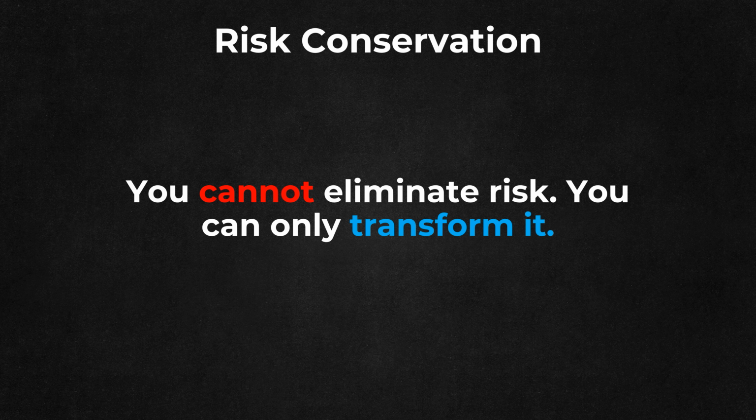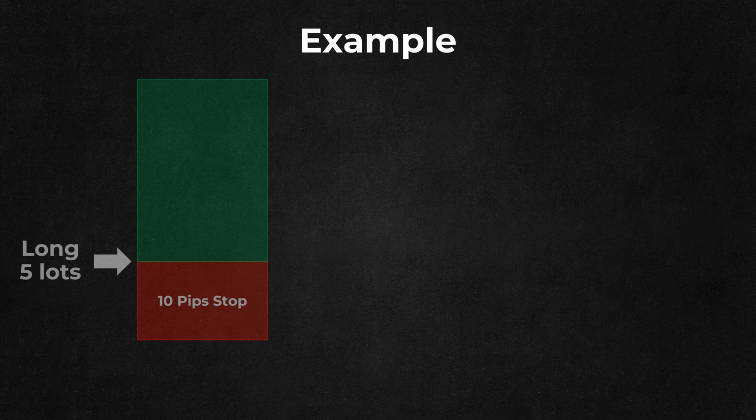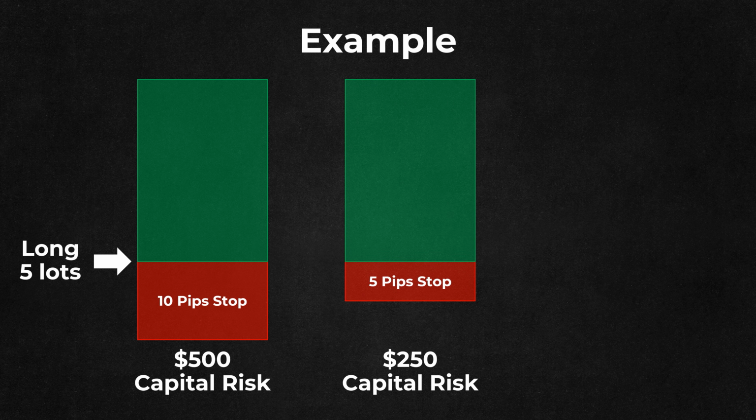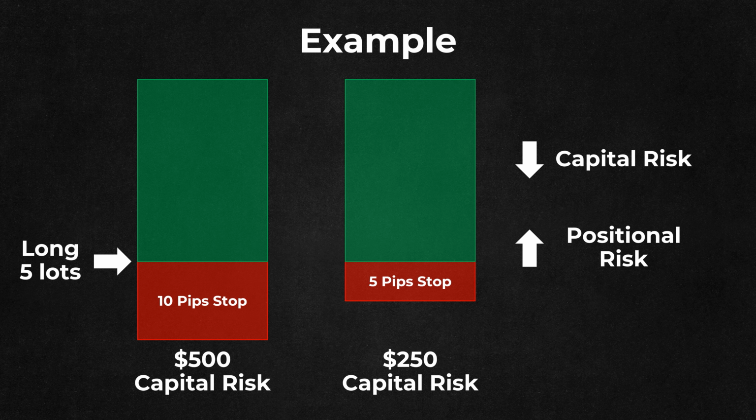Some kinds of risk are more desirable than others depending on the situation. So that's why you want to engage in risk transformation despite the fact that risk is conserved. For example, whenever you change one of the risks, you are impacting the others. So you should be able to understand what that impact is. There are many ways the three different kinds of risks interact. For example, imagine you are long 5 lots and your stop size is 10 pips. That gives you a total capital risk of $500. You want to reduce capital risk, so you decrease your stop size to 5 pips. Your capital risk is now half, but your positional risk is double since the stop loss is closer to the entry.